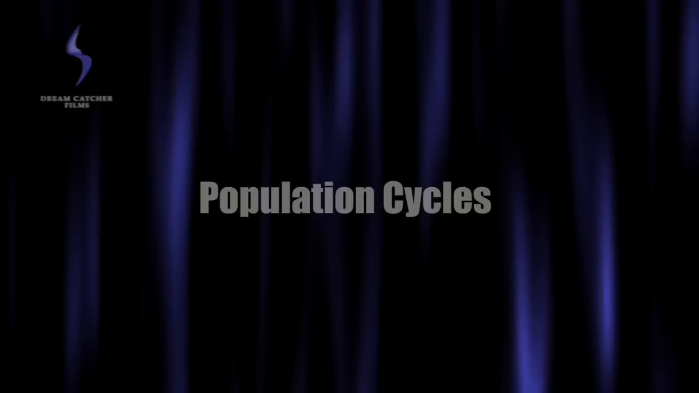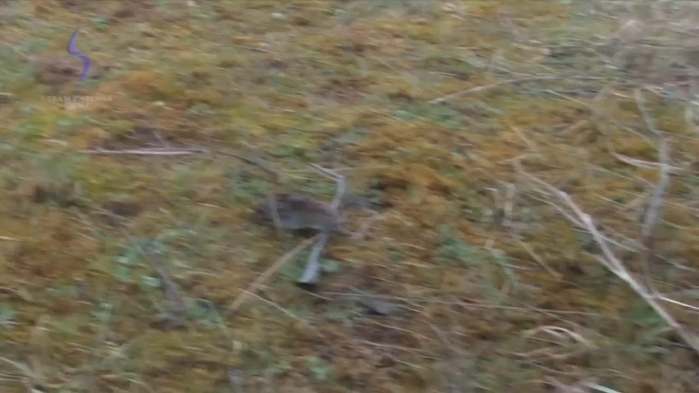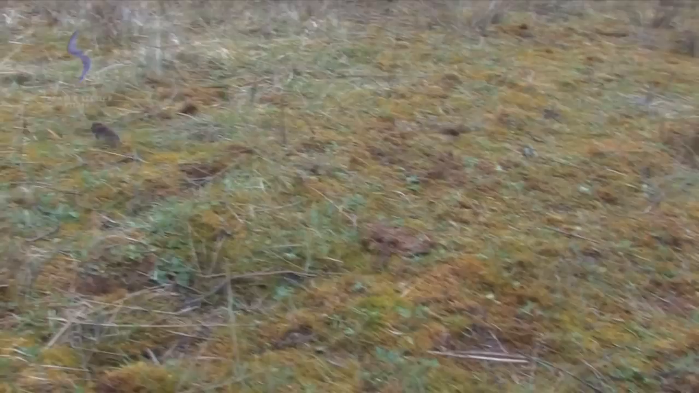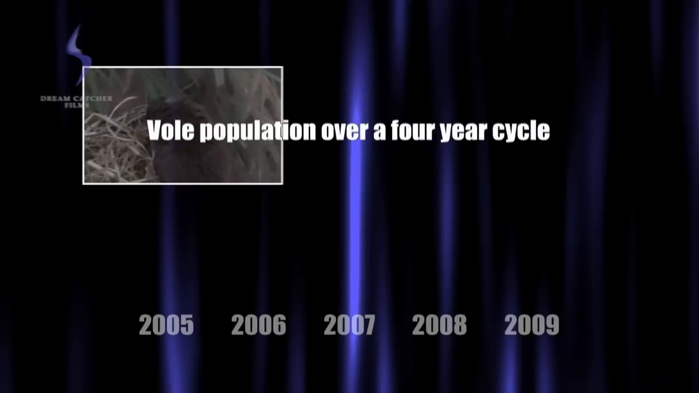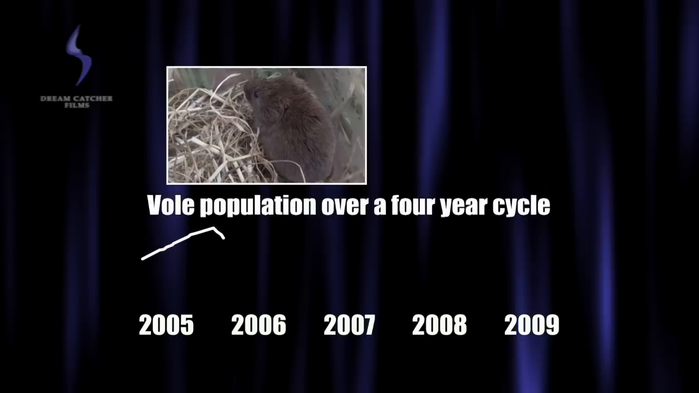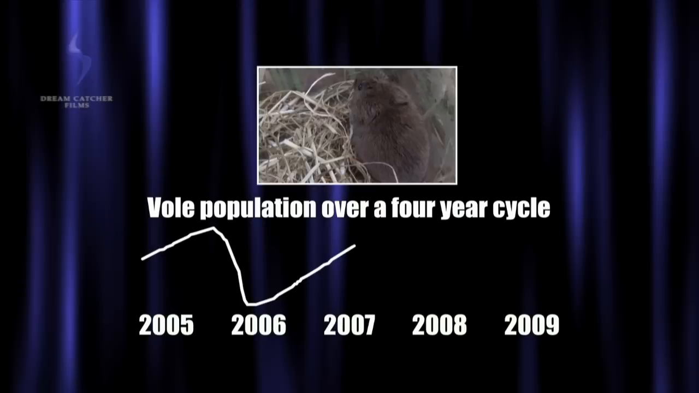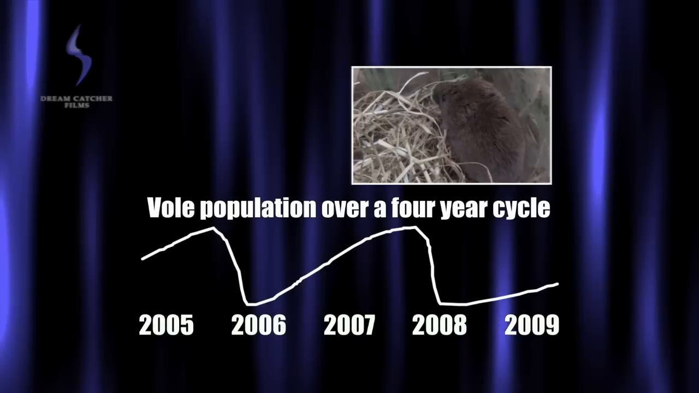Intraspecific competition in field voles creates cyclical booms and busts in the population. During the boom phase, the population density in a given area increases dramatically. However, there comes a point when there are too many voles and not enough food. There then follows a dramatic die-off, and the numbers of voles crash. Most vole populations undergo these crashes on a 3 or 4 year cycle.